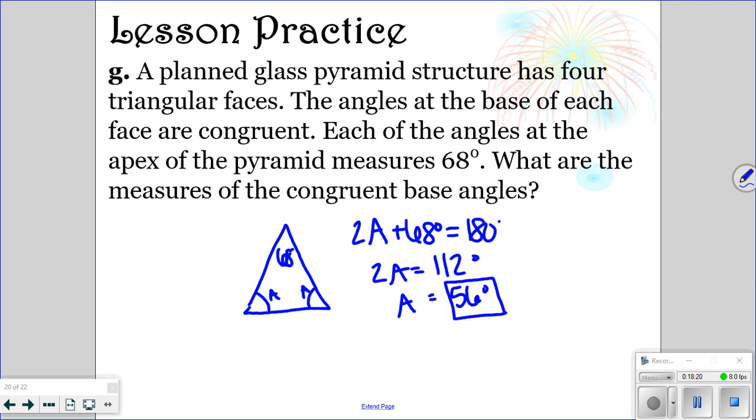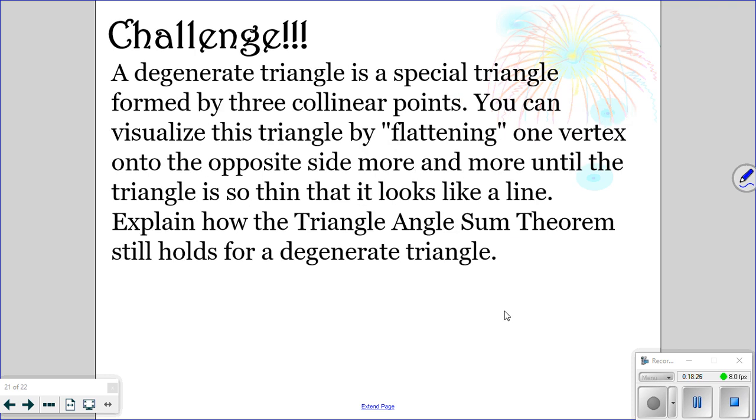Okay, so hopefully you were able to get most of those practice problems correct by yourself. Now we're going to look at our challenge question. So a degenerate triangle is a special triangle formed by 3 collinear points. You can visualize this triangle by flattening one vertex onto the opposite side more and more until the triangle is so thin it looks like a line. Explain how the triangle angle sum theorem still holds for a degenerate triangle. So y'all pause the video and try this one, and then unpause it and I'll go over it.